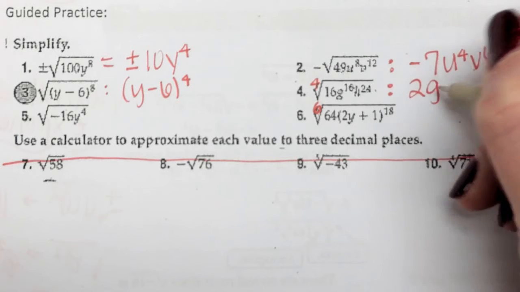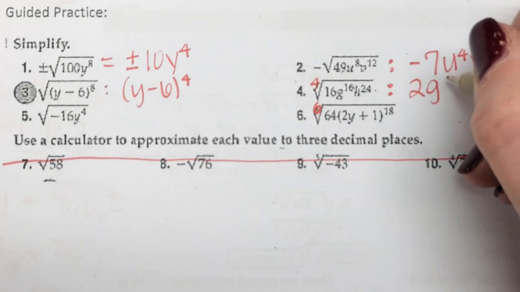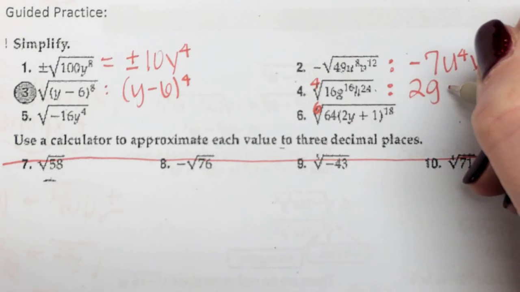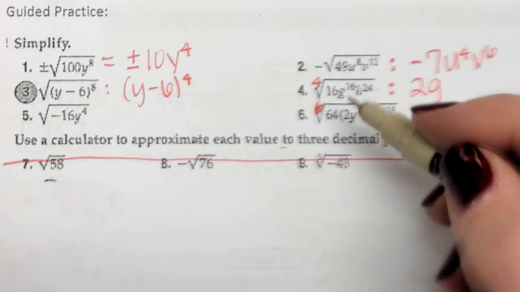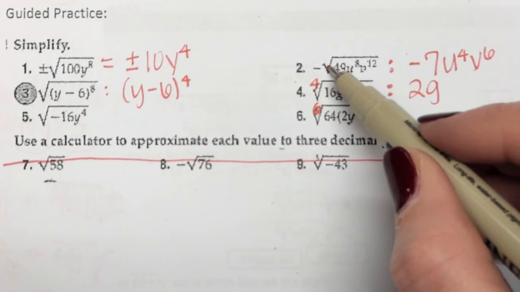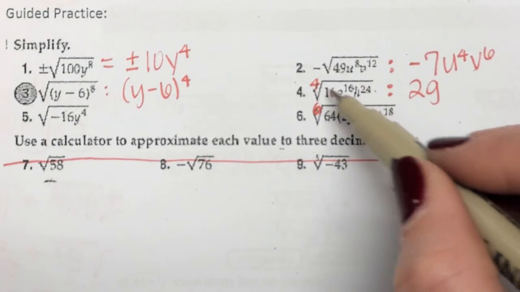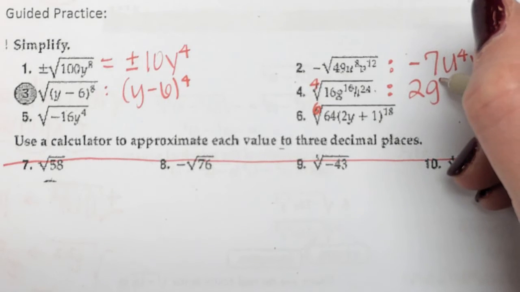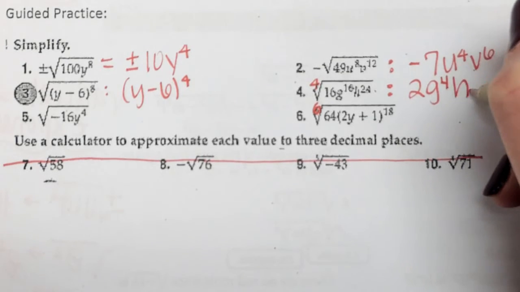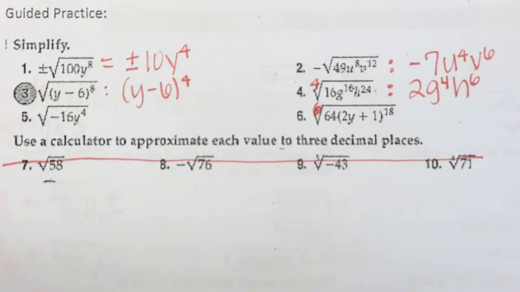Good. G to the what power? You got this. So think about 2 was right here, correct? So we divided the exponents by 2. This time, so it would be g to the what? And h to the? Good. That's the only difference between different powers. You just divide it by that number. Yes?